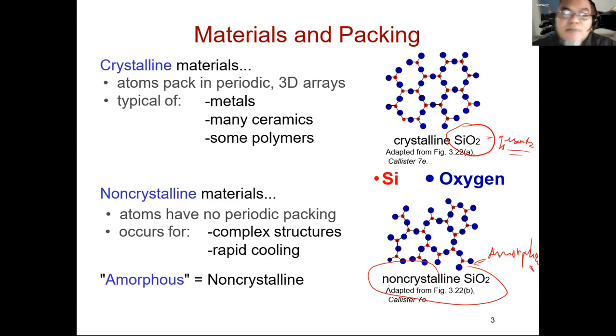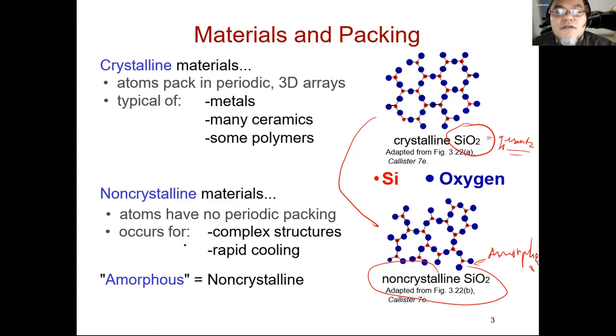So in non-crystalline material, the atoms do not have periodic packing. Like this, it's more random. The chemical bonding is the same. The chemical bonding between crystalline silicon dioxide and non-crystalline silicon dioxide is the same: one silicon binds to two oxygen, most probably in covalent bonding because they have almost similar electronegativity.